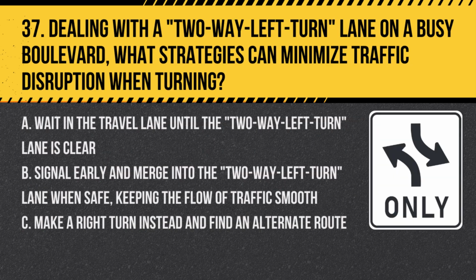Question 37. Dealing with a two-way left turn lane on a busy boulevard. What strategies can minimize traffic disruption when turning? A. Wait in the travel lane until the two-way left turn lane is clear. B. Signal early and merge into the two-way left turn lane when safe, keeping the flow of traffic smooth. C. Make a right turn instead and find an alternate route.